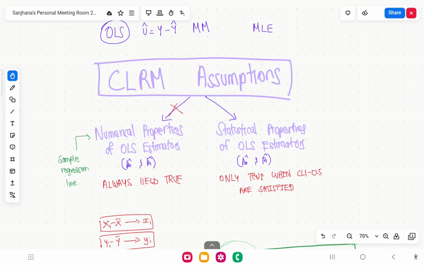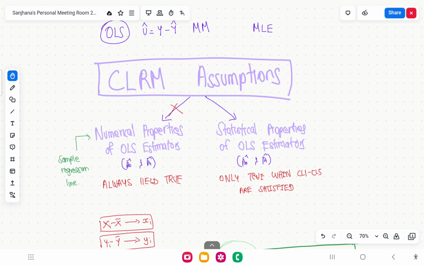Now that we have gone through CLRM assumptions and the numerical properties of OLS estimators, it's time to look into statistical properties of OLS estimation. As I said before, statistical properties are satisfied only if the assumptions from CL1 to CL5 are satisfied. These are the properties that hold under these assumptions about the way the data is generated. This is only true if the assumptions are met. This is very important, so keep that in mind.